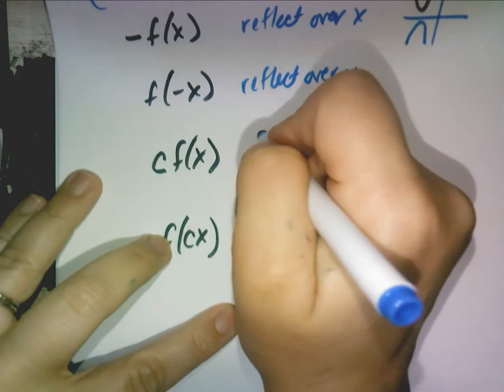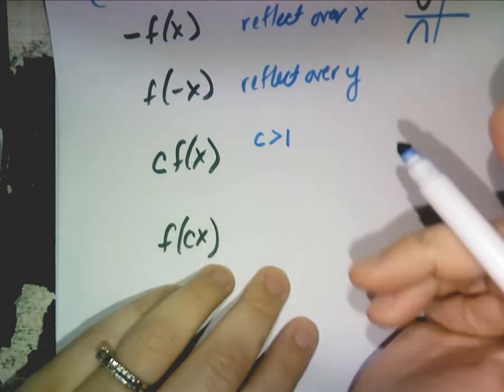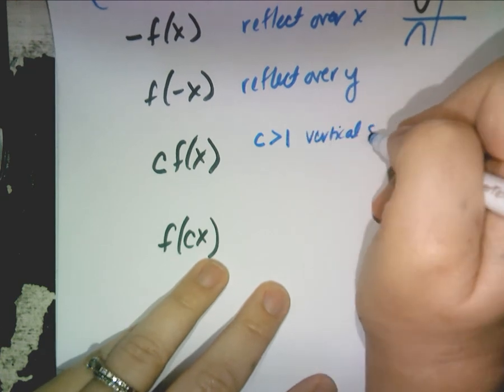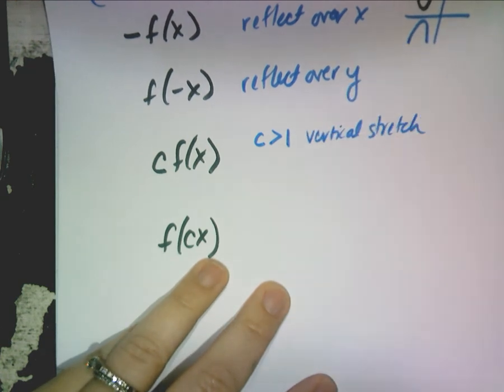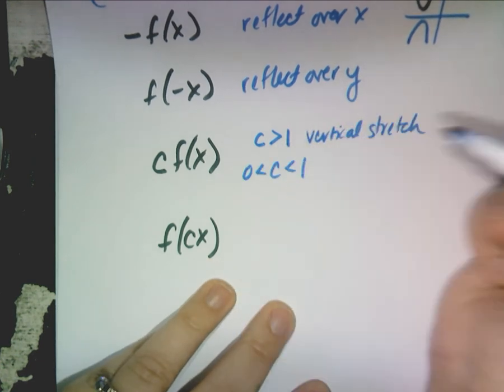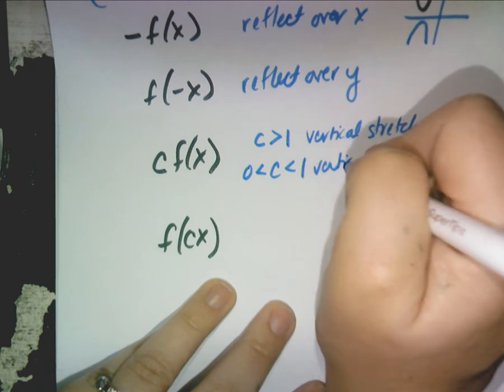But if this is bigger than 1 and you're on the outside of the parent, gosh, I don't even know how to say it. This is a vertical stretch. If it's a fraction, then it's a vertical compression.